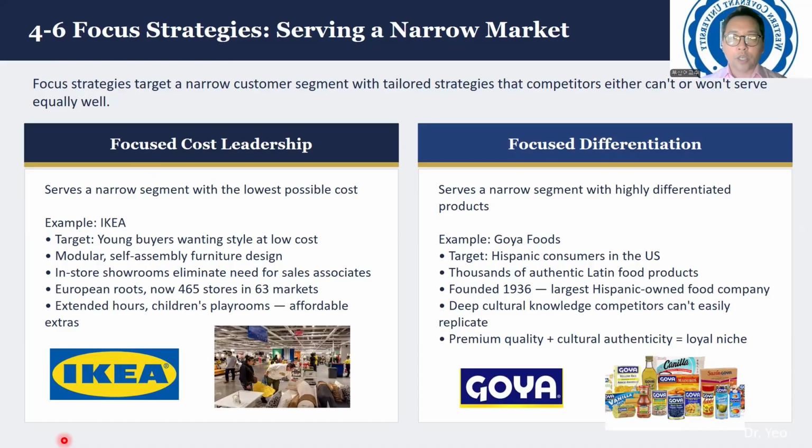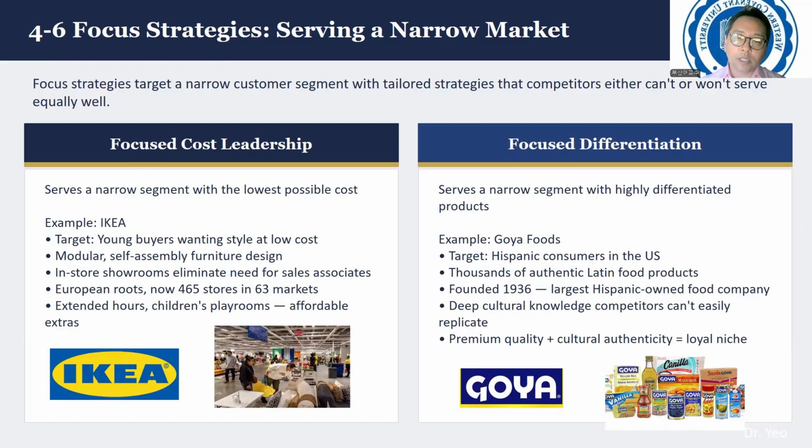Focused differentiation. Goya Foods focuses exclusively on Hispanic consumers, offering thousands of authentic Latin food products. Goya has deep cultural knowledge and authentic supplier relationships that a general supermarket chain simply cannot replicate. That deep specialization creates tremendous loyalty within the niche.